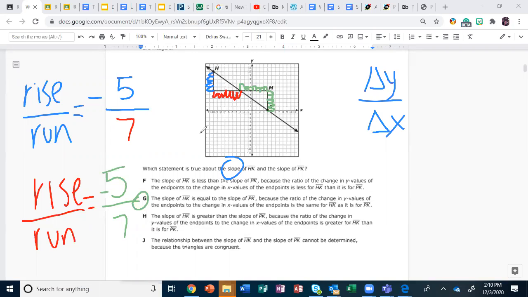Why is F not the right answer, guys? Because F says less than. Why is H not the answer? It says greater than. And this one, it says that there's nothing that they can do, so that's completely out.